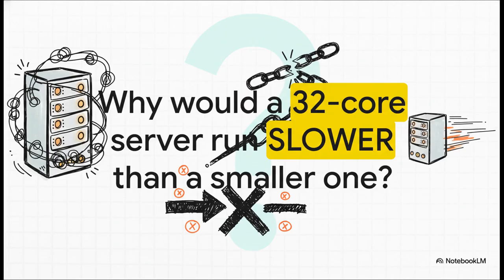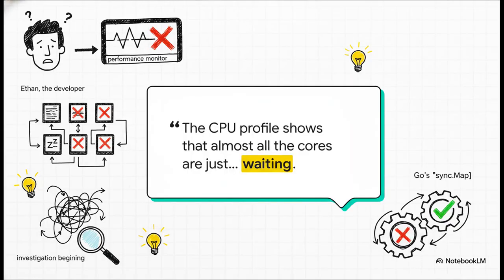You throw more hardware at a problem, right? You get a brand new, shiny 32-core server, and you're expecting this massive speed boost. But instead, your application just grinds to a halt. What is going on here? And this is exactly the situation our developer, let's call him Ethan, is in. He's just staring at his performance monitor, and he's completely baffled. I mean, all that expensive hardware is just sitting there, totally idle, and he has no idea why. This is where our investigation really begins.